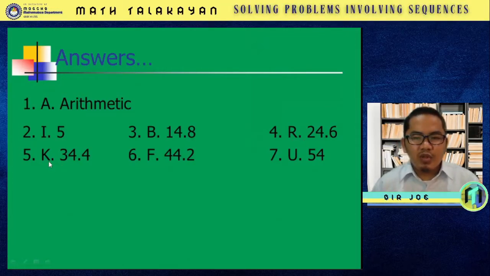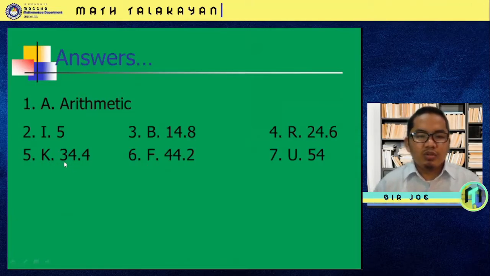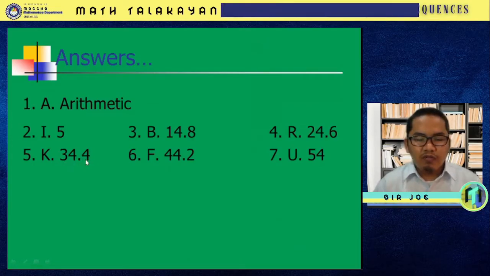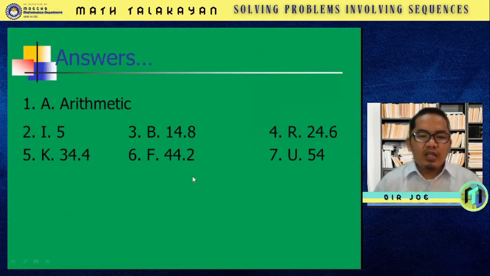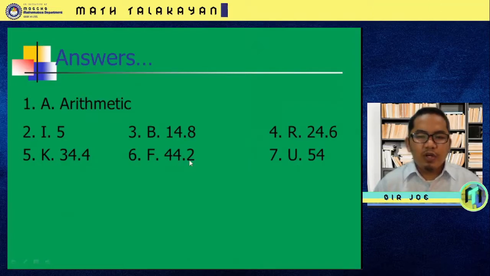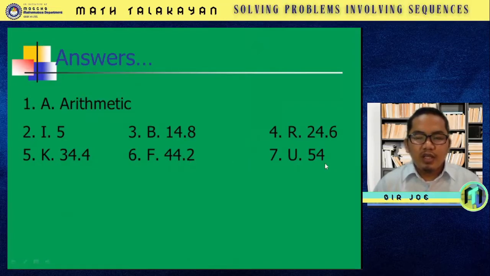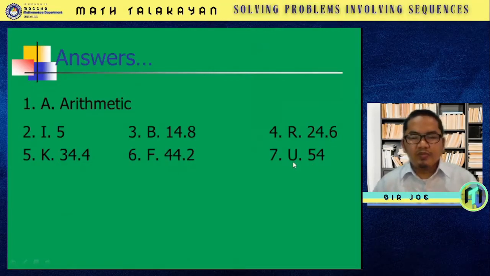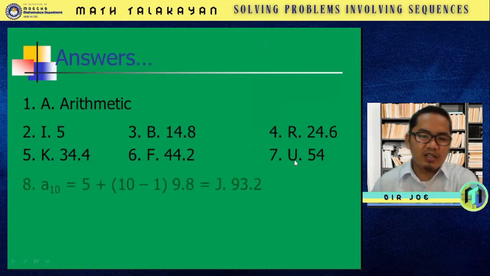The fourth term is 24.6 plus 9.8, which is equal to 34.4. Next, 34.4 plus 9.8 is equal to 44.2, our fifth term. And for our sixth term, it's 44.2 plus 9.8, which is equal to 54. This is U. Very good. You got it all right here.